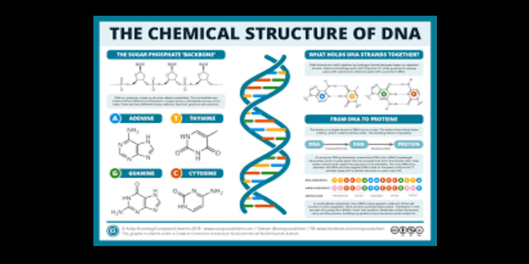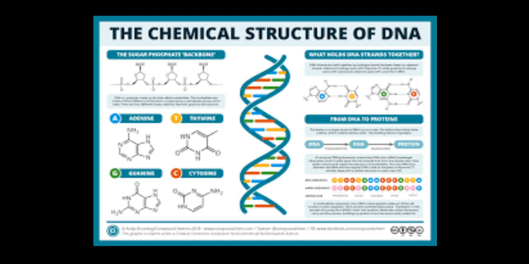Chemically, DNA is a polymer which consists of many monomeric units, and the monomeric unit of DNA is nucleotide. So you can say that DNA is a polynucleotide, and two polynucleotide chains coiled around each other, forming a double helical structure.